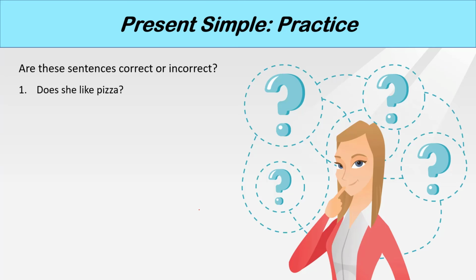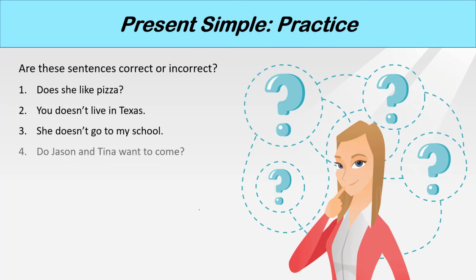Number 1, does she like pizza? Number 2, you doesn't live in Texas. Number 3, she doesn't go to my school. Number 4, do Jason and Tina want to come? Number 5, he doesn't drink coffee. Number 6, we don't have children.